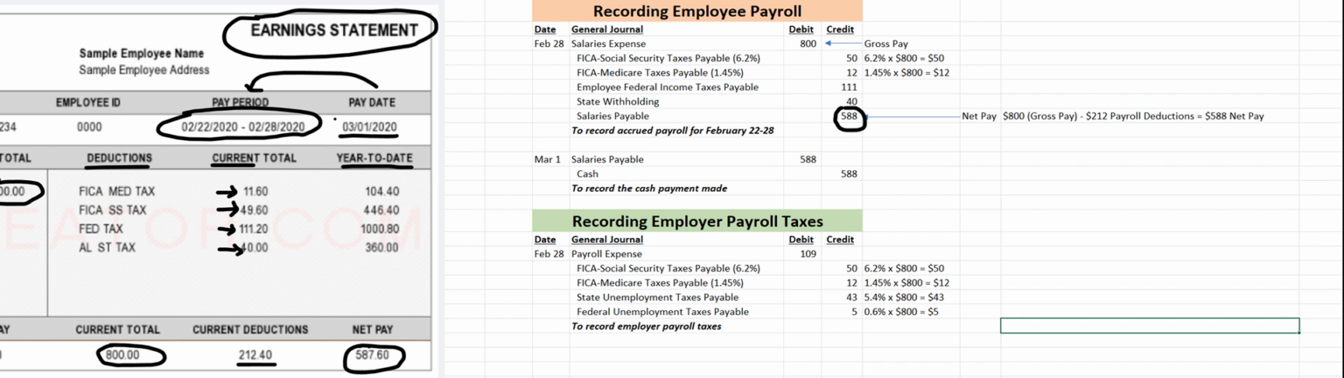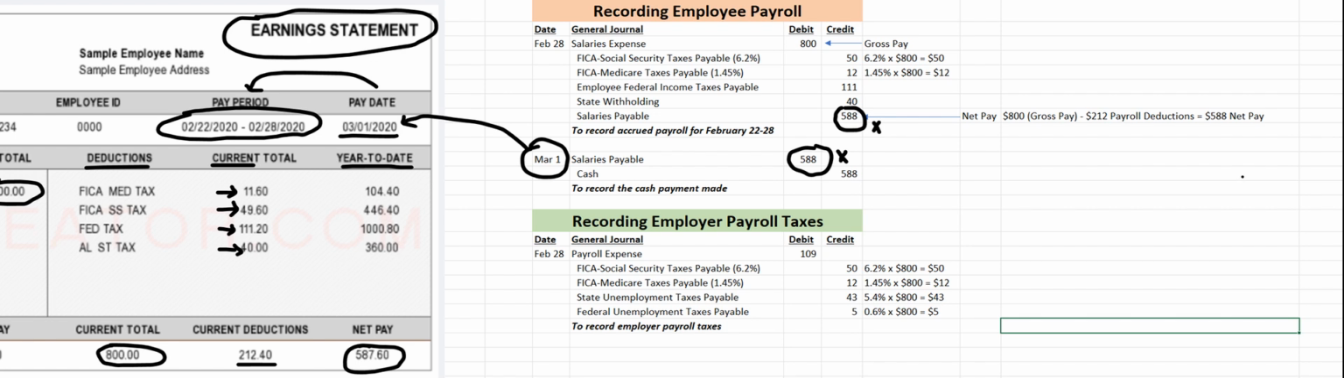Now, March 1st is the payment date. This matches what's shown in the earnings statement, the pay stub. So on March 1st, they made the cash payment, which means they're going to eliminate the salaries payable balance by debiting it for $588. I want to cover the amount. There we go. So they're eliminating the balance that was accrued on February 28th, and the credit is going to go to cash for $588, recognizing that the cash payment was made.